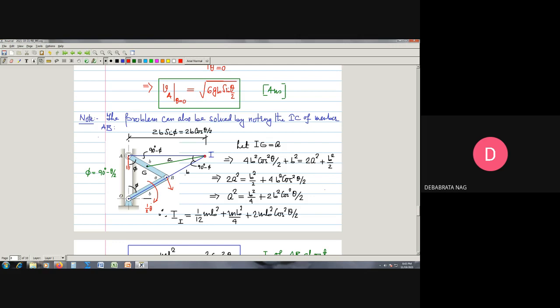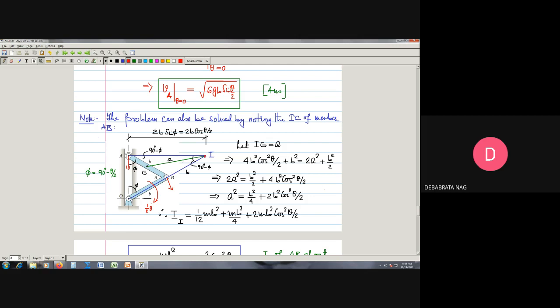Triangle ABI is isosceles, because this angle and this angle are equal. Very simple, just look at the geometry. So this length is b, this is b, so it is totally 2b. Naturally, this AI becomes 2b cos theta by 2 or 2b sin phi, which is also 2b cos theta by 2. Let us assume this distance IG, G representing the center of mass of the member AB. If I call it a, then we can apply in this triangle IAB the Apollonius theorem, because we note that IG is the median of this triangle AIB.